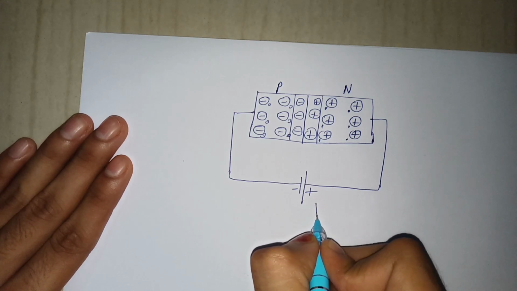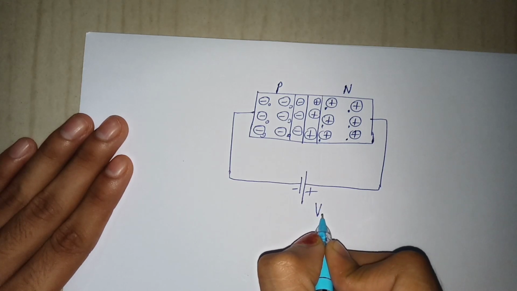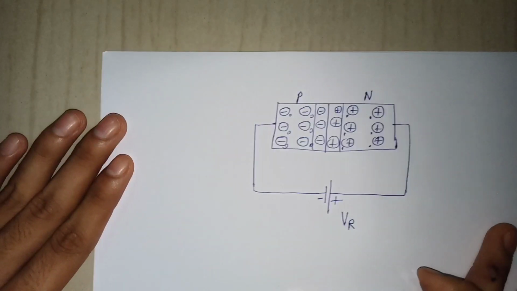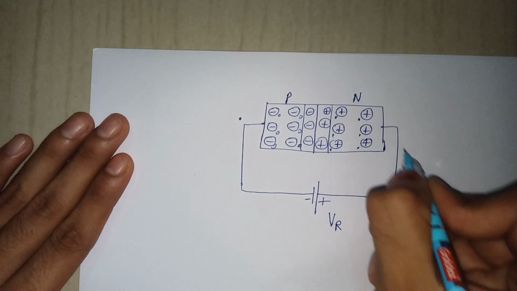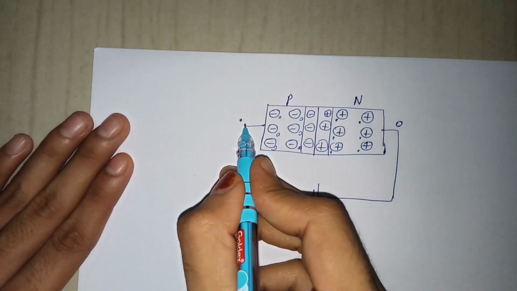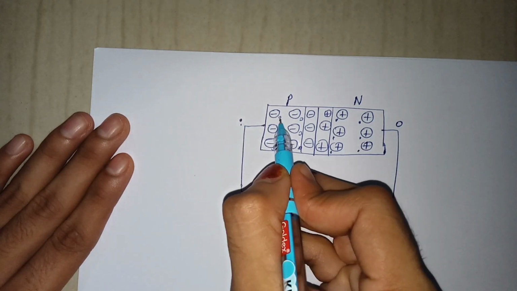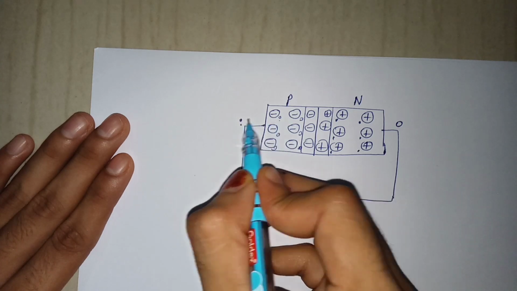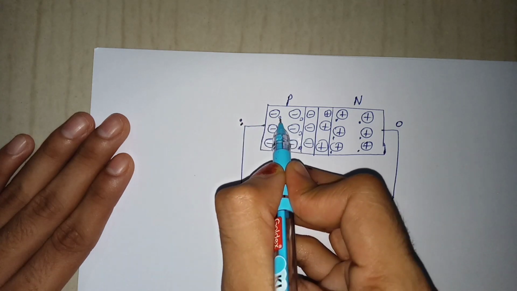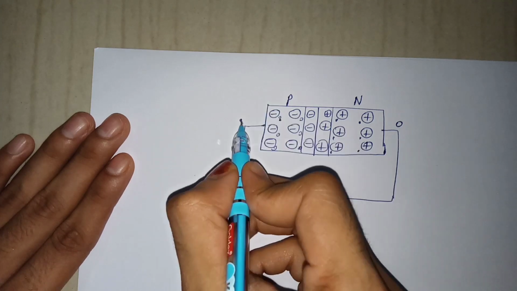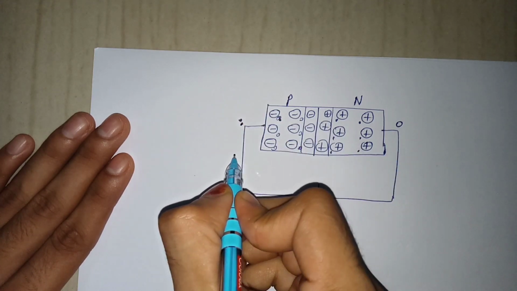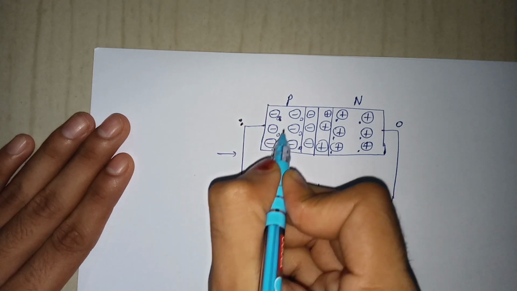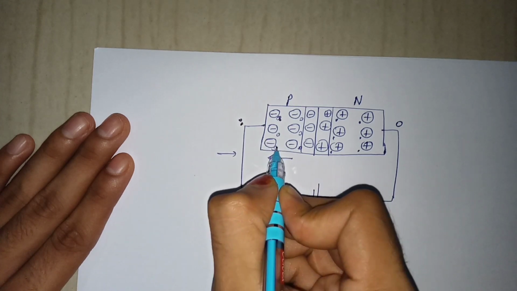Let this be VR. This is negative, means here occur electron. This is positive, means here occur a hole. This electron and this hole are opposite charge particles; electron contains negative charge, hole contains positive charge. Therefore this electron and this hole attract each other. If attraction takes place here, this goes towards this electron.